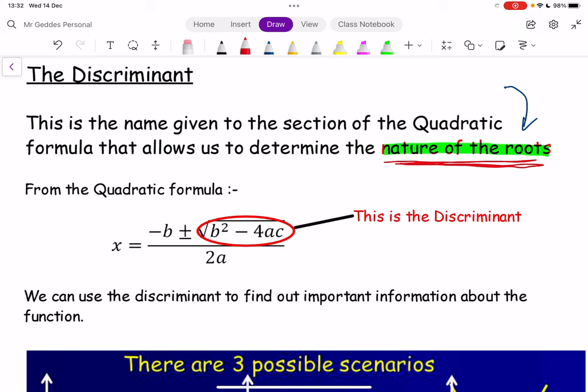Okay. Now, some people get confused. They think it's the whole square root thing. It's not. It's only the bit underneath the square root. So all you're interested in is b squared minus 4ac. That there, that's the discriminant. You're not interested in the square root part, just b squared minus 4ac.